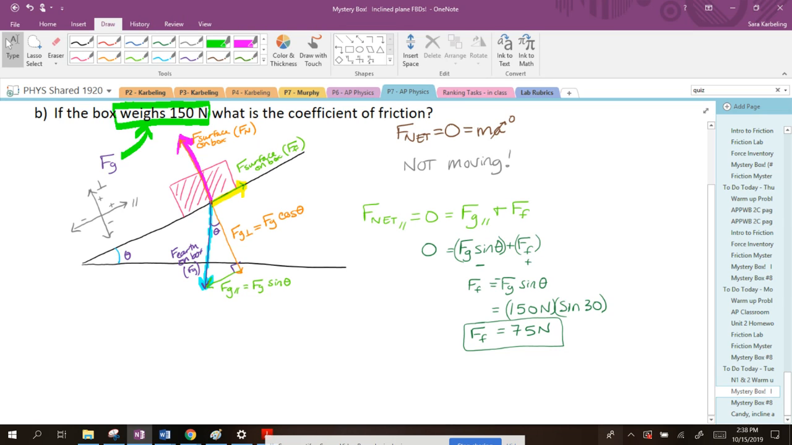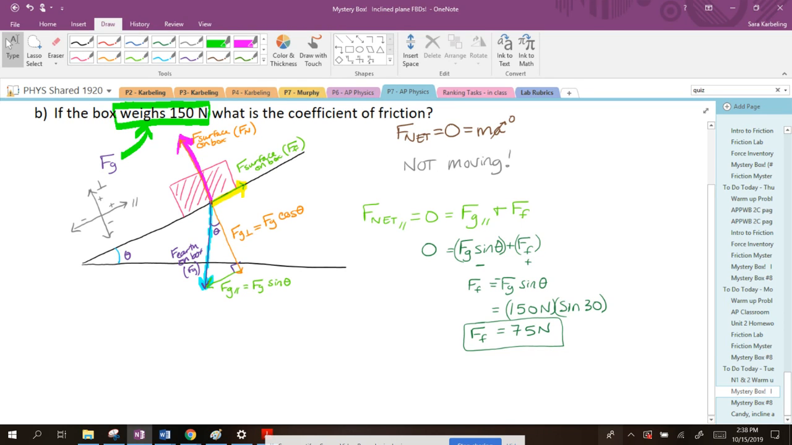So the net force is 0 because it's not moving, it's not accelerating. You were just looking at the stuff that was parallel to the surface. So FG sine theta and FF have to be equal to each other since they add up to 0. That 150, it's not a trick, but we've got to pay attention, right? It's 150 newtons. Newtons means that it is a force, and it says that it weighs that much, so that's going to be your FG. FG sine 30 gives you that.